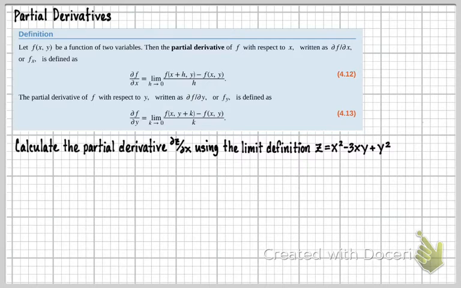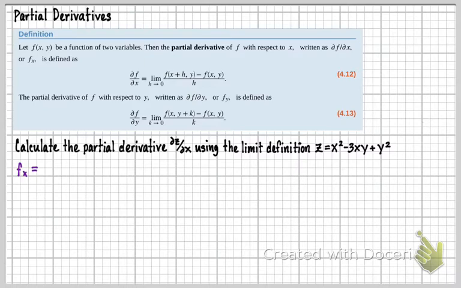But what we're going to do is actually just take the partial derivatives here. And if you look below, it says calculate the partial derivative dz dx using the limit definition. z equals x squared minus 3xy plus y squared. So we're only going to find dz dx here. So another way to write that is f sub x. I don't really know how to say that. I usually just say f x.